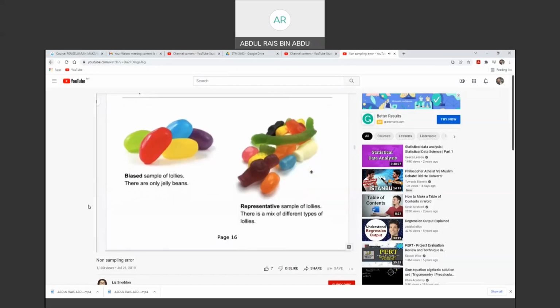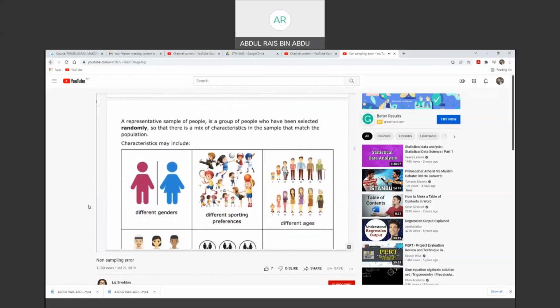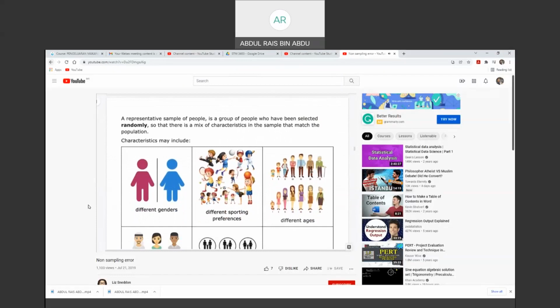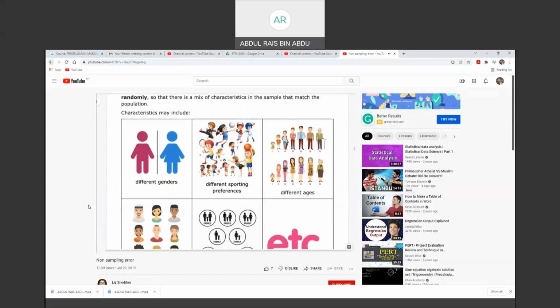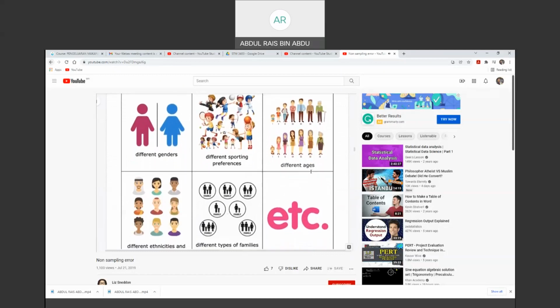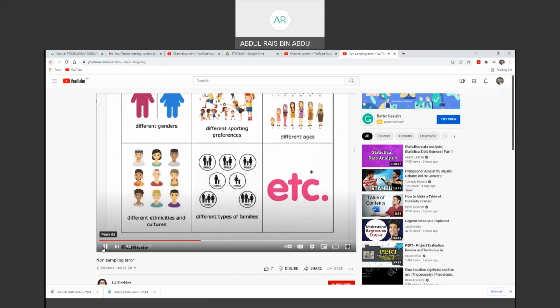All of those things. So if I want to be randomly choosing them, I will get a mixture of characteristics. So things like different genders, ages, boarding preferences, ethnicities, cultures, family type, you name it. Everything that makes us who we are will be completely mixed with a random sample.